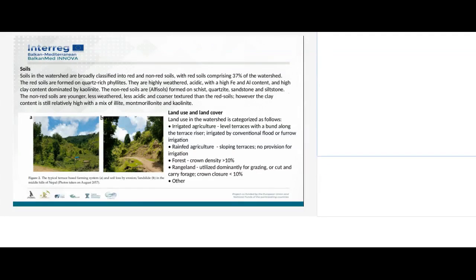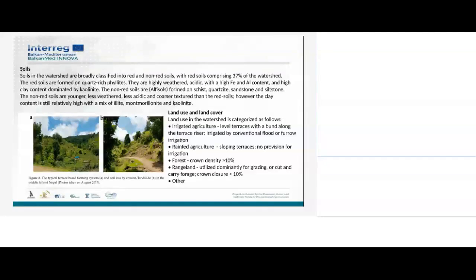The soils in the watershed are broadly classified into red and non-red soils, with red soils comprising 37% of the watershed. The red soils are formed on quartz-rich phyllites. They are slightly weathered, acidic, and have high iron and aluminum content, high clay content, which is dominated by kaolinite. The non-red soils are called alfisols, and they are formed on schist, quartzite, sandstone, and siltstone.